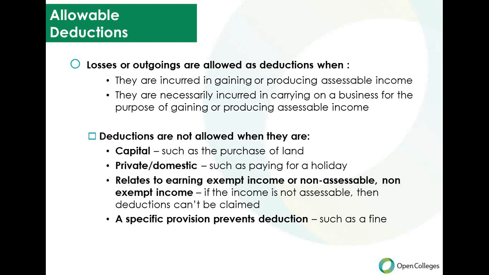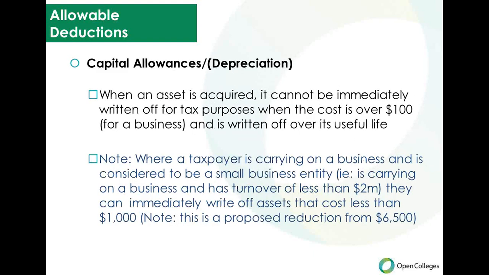Now remember that deductions are not allowed when they're capital, such as the purchase of land, when they're private or domestic, like paying for a holiday, when they relate to earning exempt income or non-assessable non-exempt income, and in those cases the deductions against that type of income cannot be claimed, or finally a specific provision prevents the deduction, such as any fines or penalties.